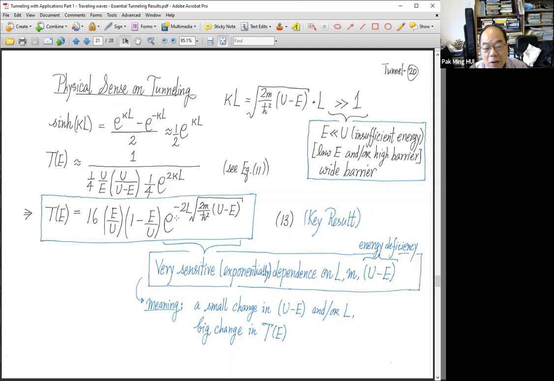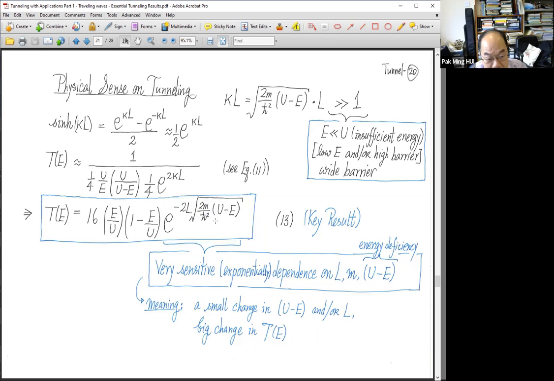That is the most important physical sense of the tunneling formula that, well, if you are going into applied science and engineering type of problems, this is the most important feature. So the feature is, it is exponentially sensitive to several things.